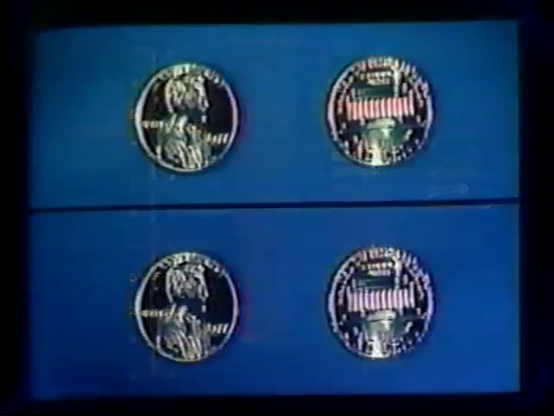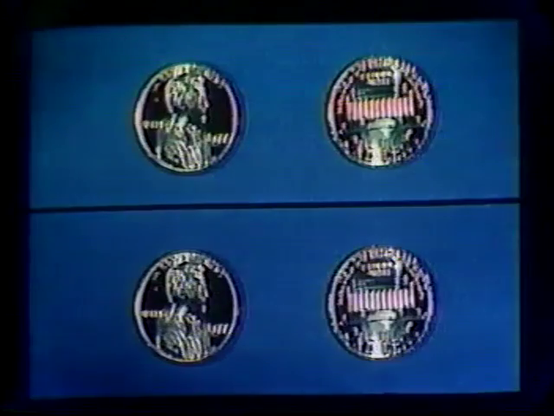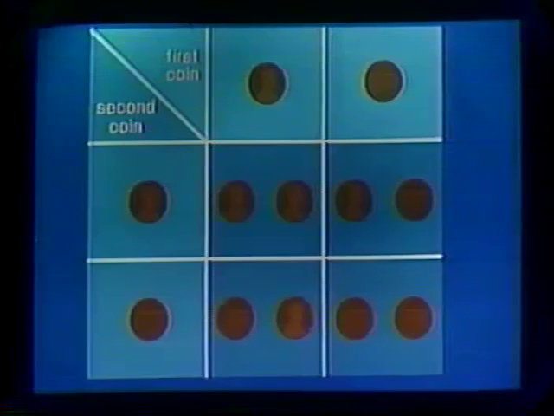Now, suppose instead of just 1 coin, you toss 2 at the same time. How does this affect your chances? You are now dealing with 4 different possible combinations of heads and tails. You may get both heads, both tails, 1 tail and 1 head, or 1 head and 1 tail. These combinations are shown on the diagram.